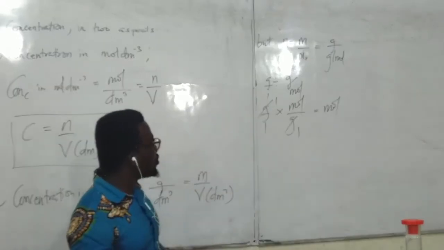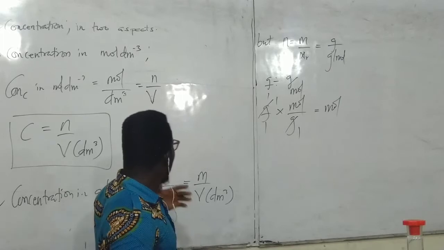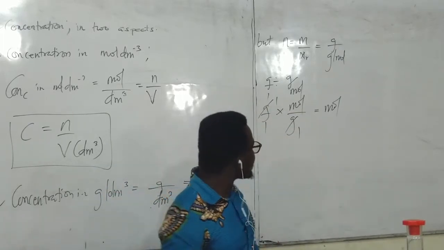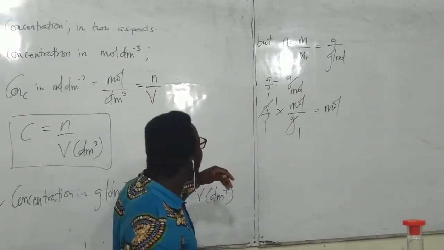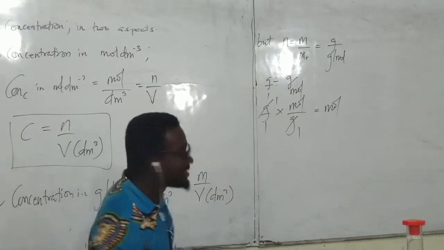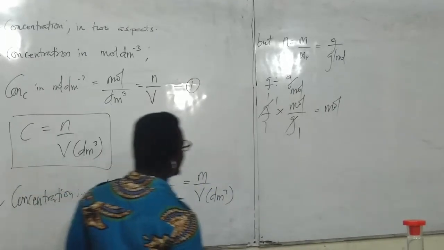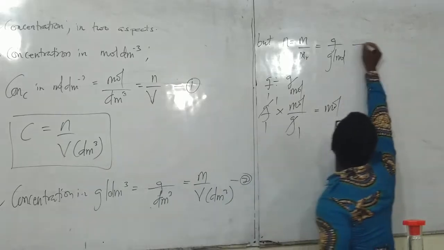Now we have been able to know the concentration and then also the amount of substance. I want to systematically place our mole into the first equation. So let's label this one as our equation 1, and then say this one is equation 2, and then say that one is 3.